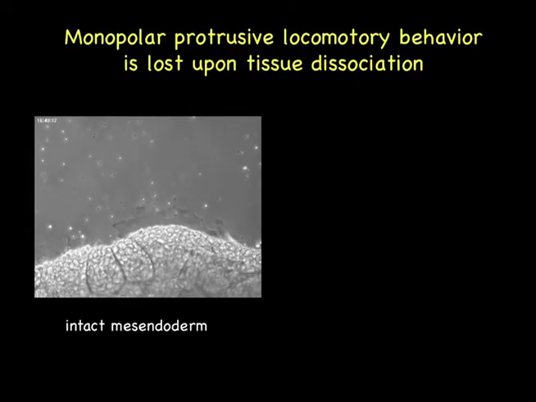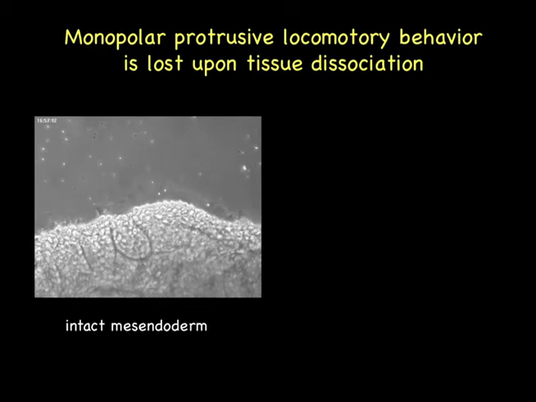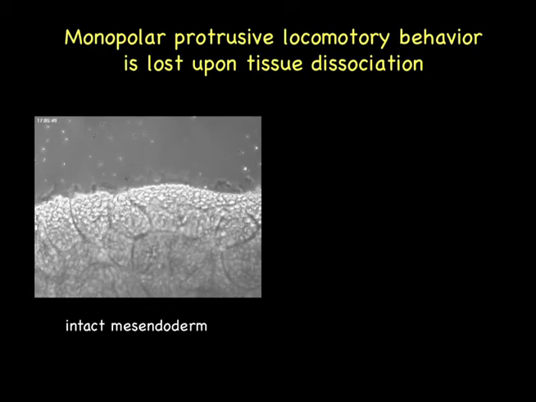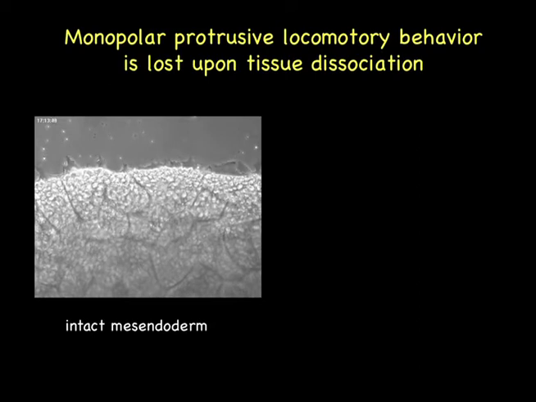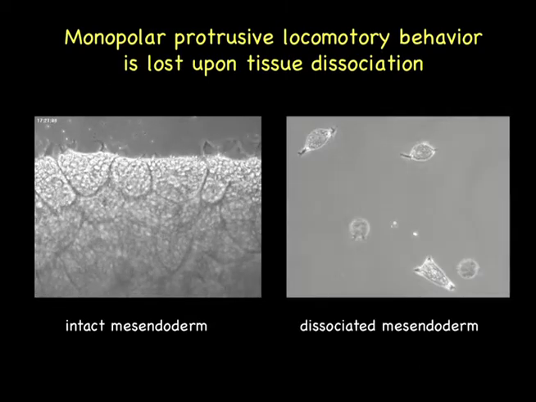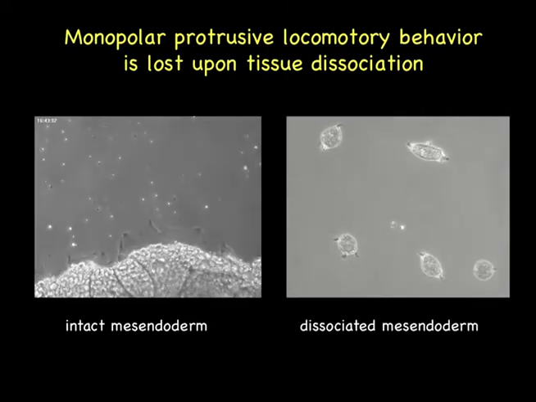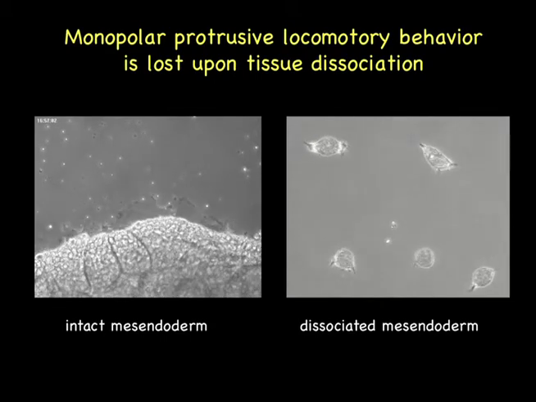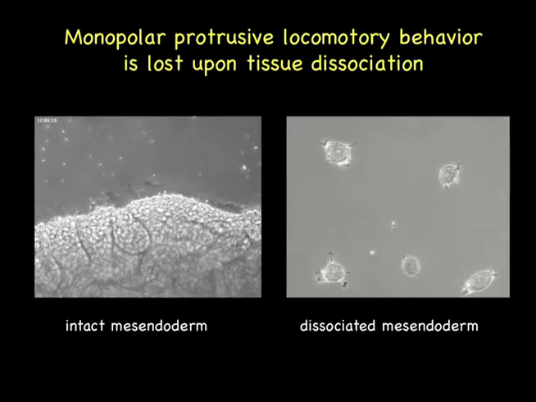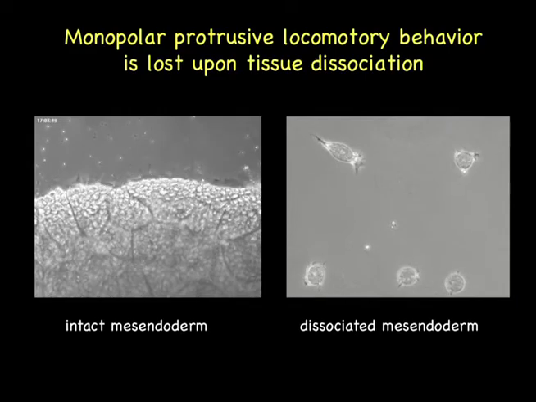It has been known for some time that monopolar directed motility in this system and other collectively migrating tissues requires that the cells remain adherent to one another. However, when dissociated to single cells and plated on fibronectin, single mesendodermal cells become multipolar protrusive and migrate in random directions. While chemotactic and other mechanisms have been suggested to control the directed migration of intact mesendoderm, the role of mechanical force in regulating individual cell behaviors within the collective had not been addressed.